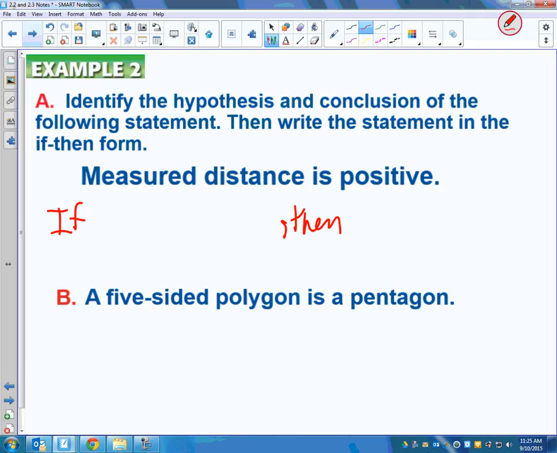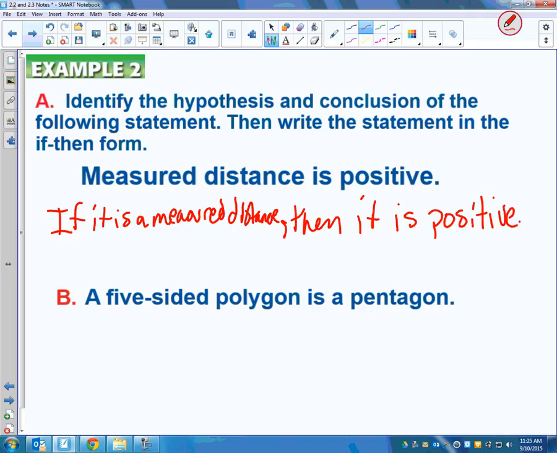So does anybody want to take a stab at this one, or do you want me to do it? Audrey, what do you think? It's saying if it was a measured distance, then it is positive. I think that would work. If it is a measured distance, then it is positive. I think I said if a distance is measured, then it is positive. That would work too, right? So there's some variation that works there, but I'll use yours. If it is a measured distance, then it is positive, or it will be positive. Right? That's a little bit trickier than the last one.